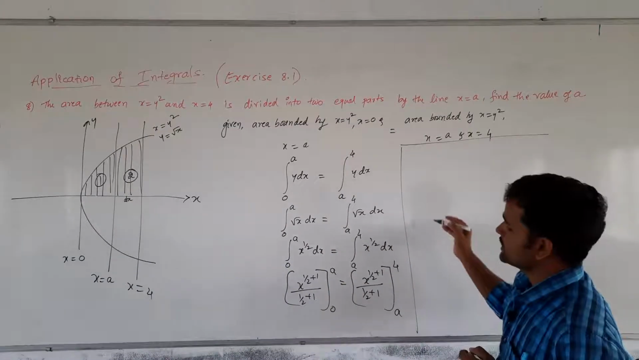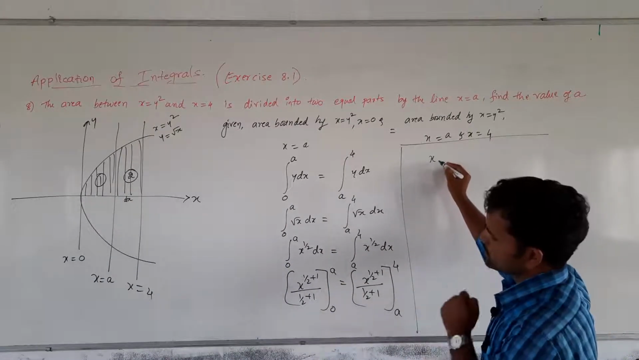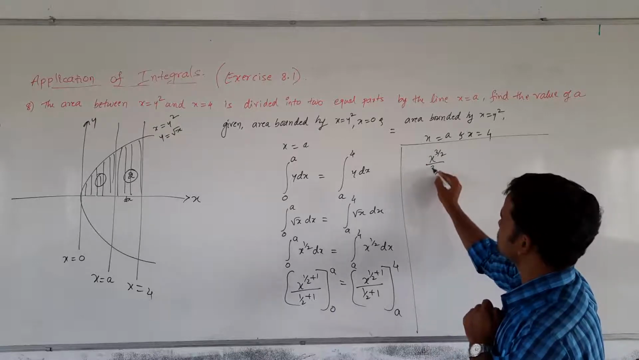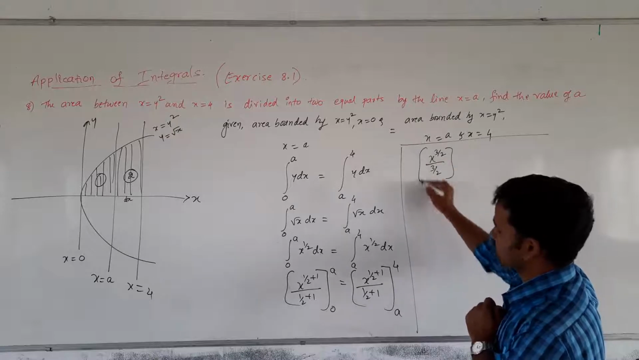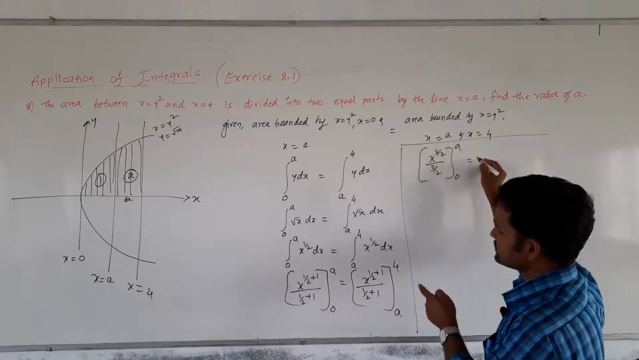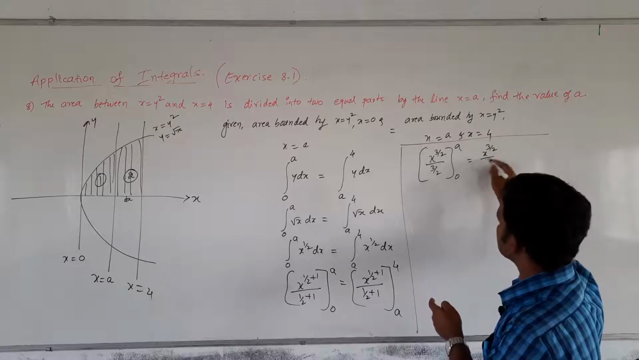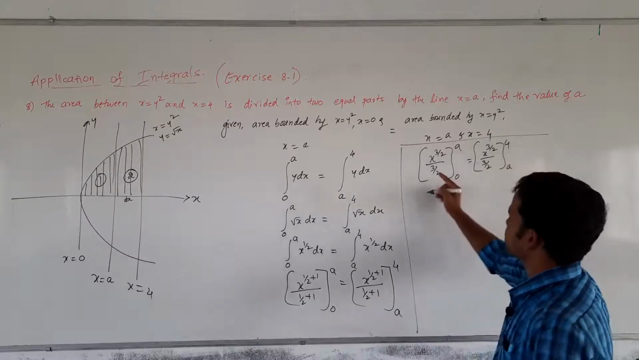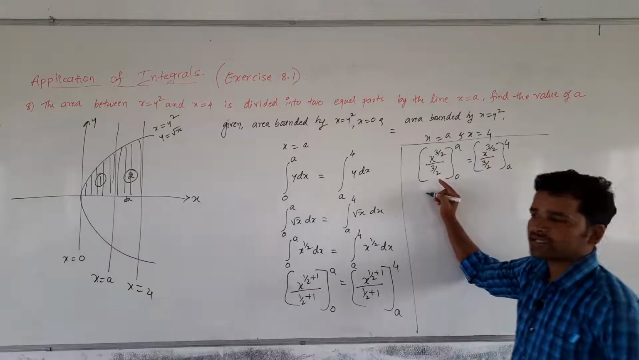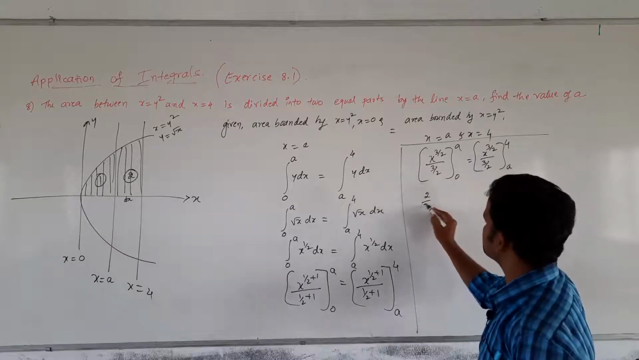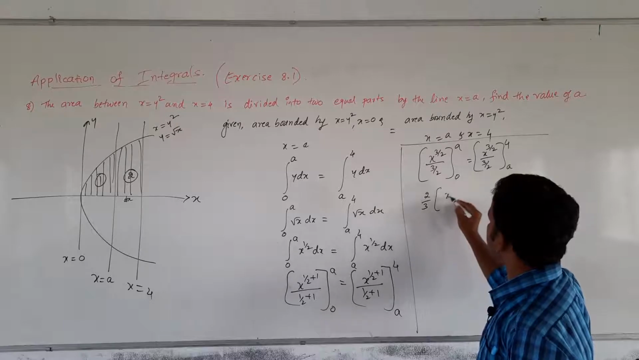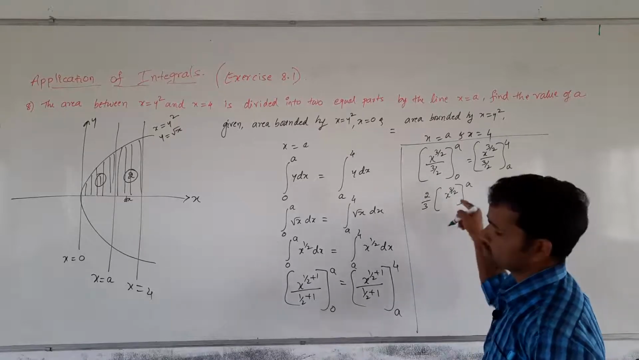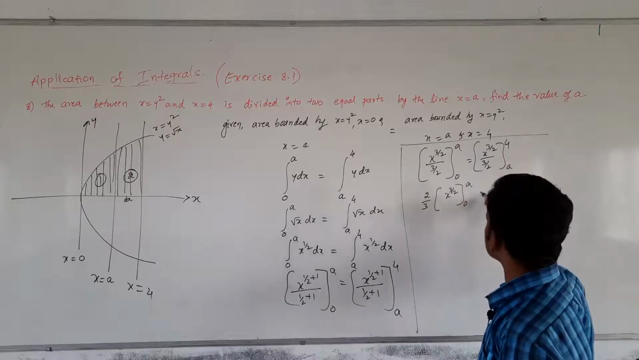Okay, now x raised to 1 by 2 plus 1 is 3 by 2, so we will write (2 by 3) x raised to 3 by 2 from 0 to a, and here also x raised to 3 by 2 by 3 by 2 from a to 4. See, this 3 by 2 is a constant multiple. I can write it outside, means I can write here 2 by 3 into x raised to 3 by 2 from 0 to a. 3 by 2 becomes 2 by 3. I am writing this out of this box.